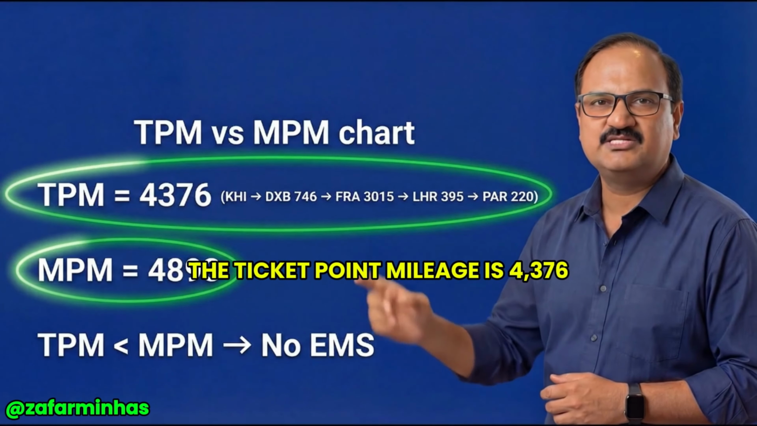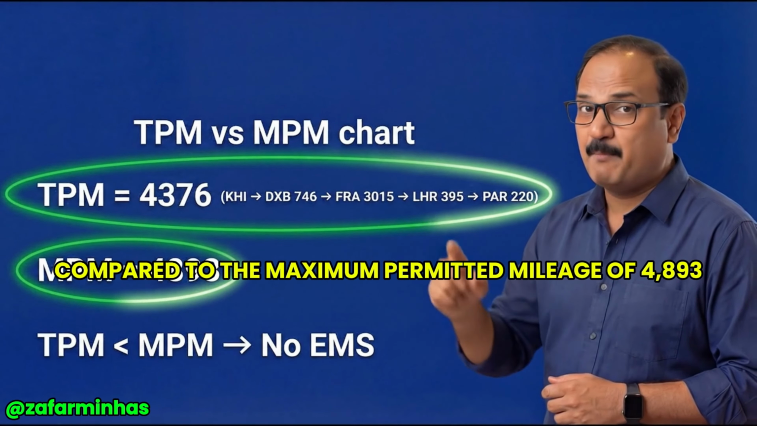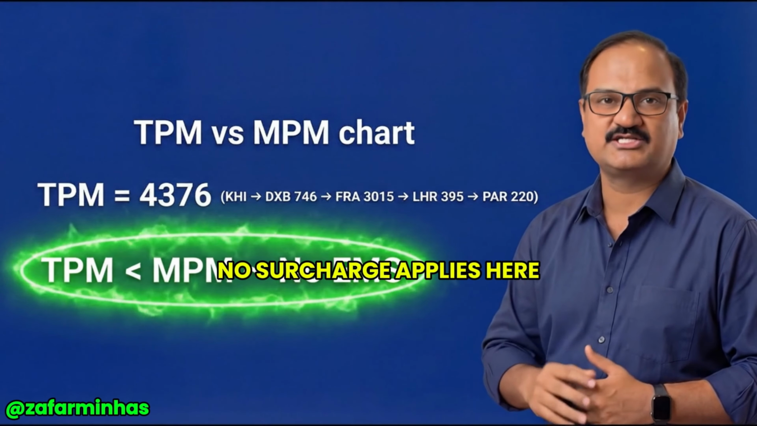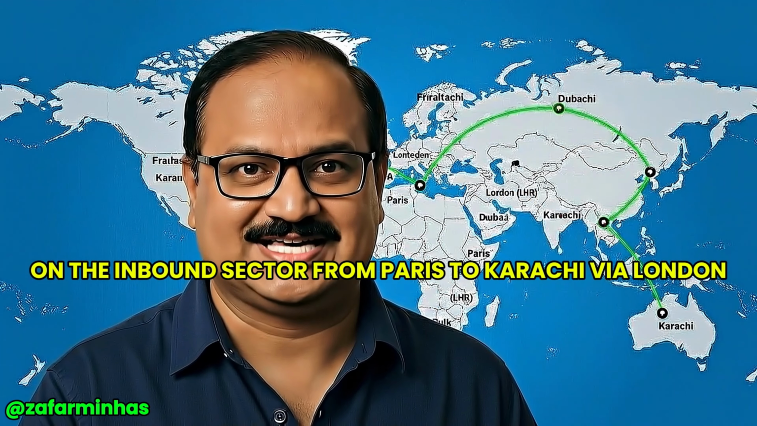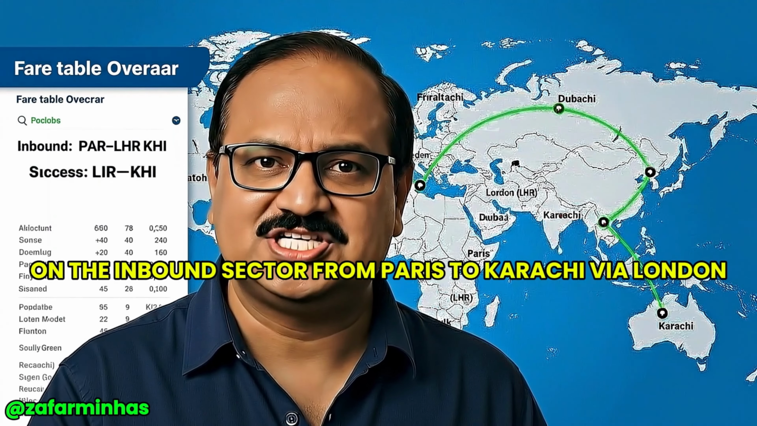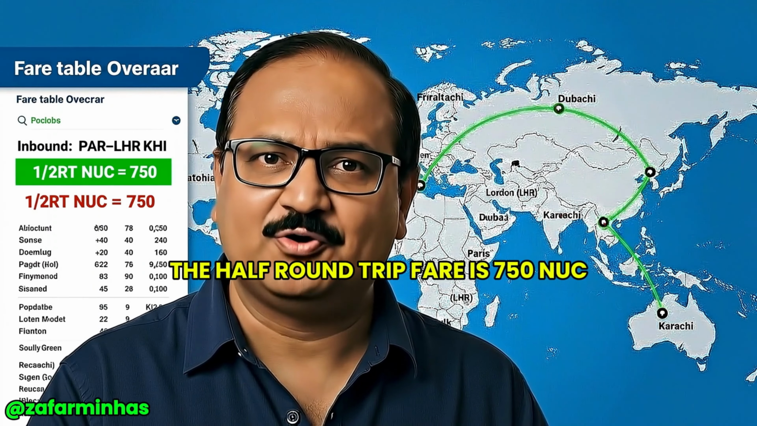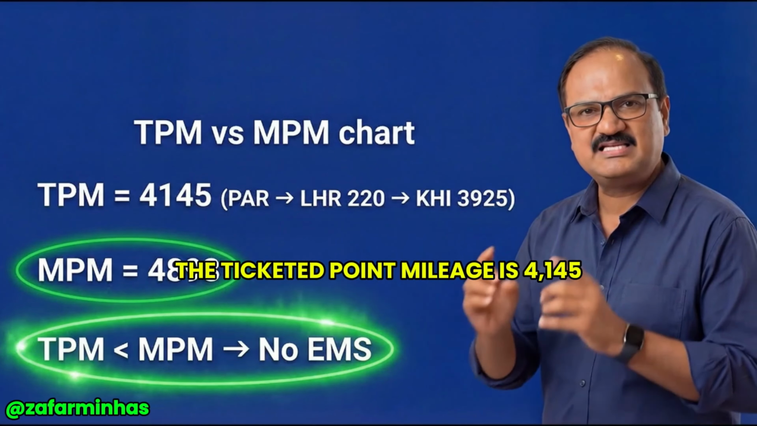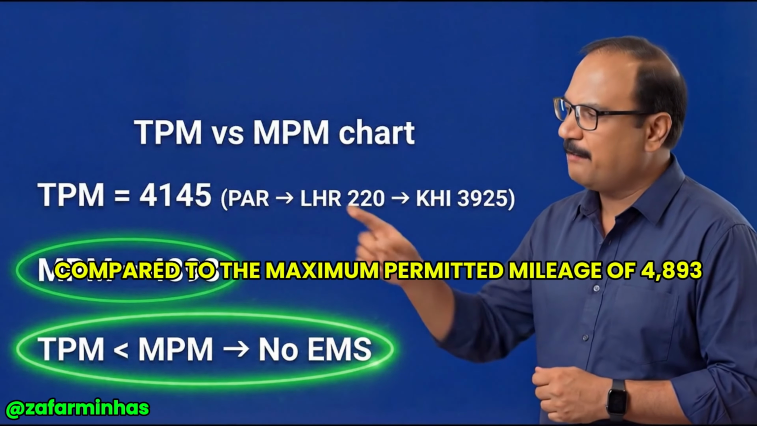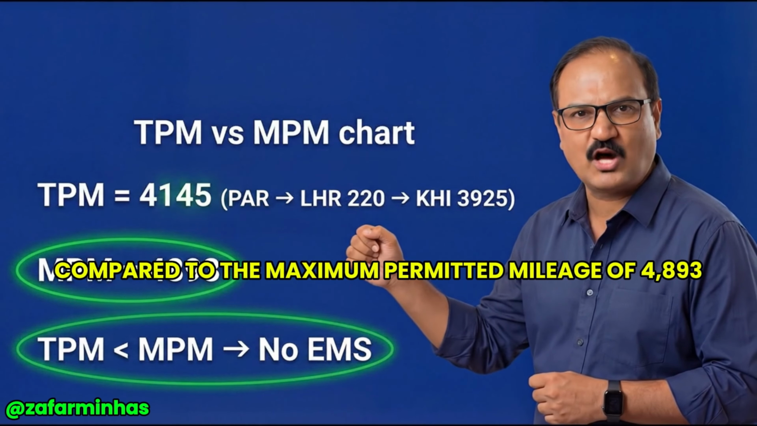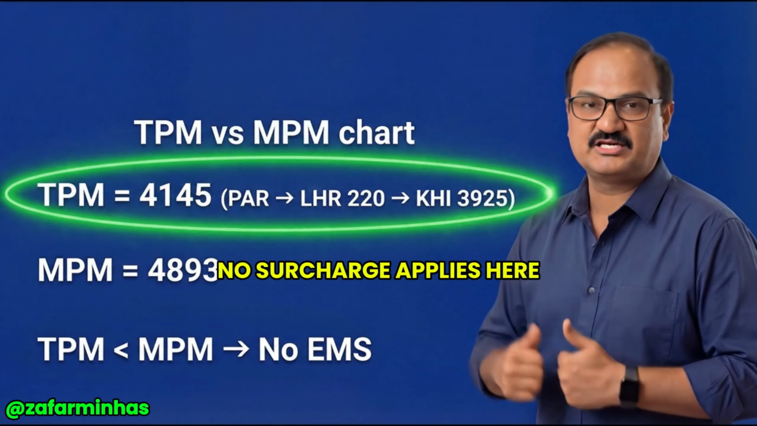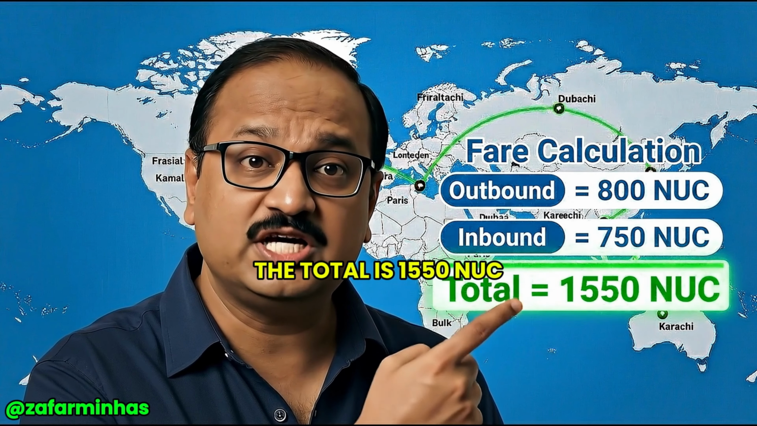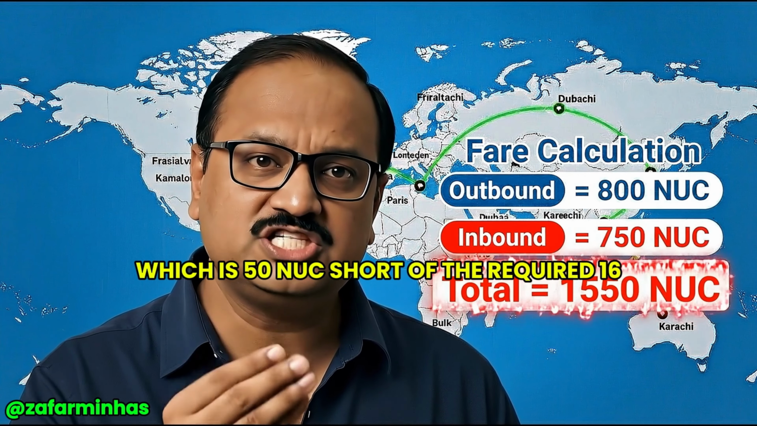The ticketed point mileage is 4,376 compared to the maximum permitted mileage of 4,893. No surcharge applies here. On the inbound sector, from Paris to Karachi via London, the half round-trip fare is 750 NUC. The ticketed point mileage is 4,145 compared to the maximum permitted mileage of 4,893. No surcharge applies here.